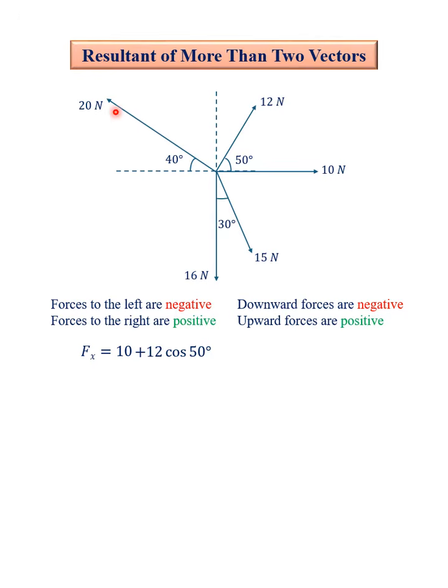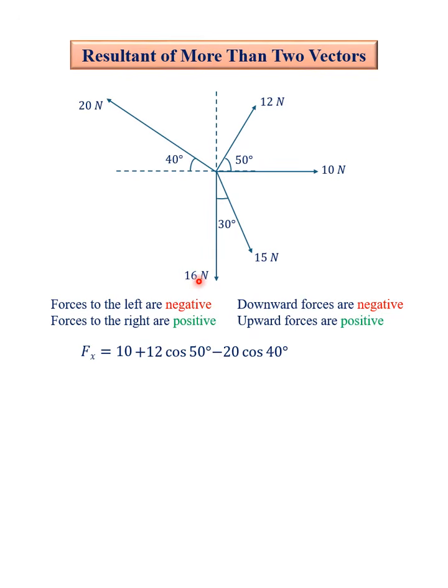The next force is 20 Newton. The 20 Newton force is acting in this direction, so its horizontal component is to the left, so it will be negative, and that is also adjacent over hypotenuse. So we have minus 20 cos 40 because the horizontal component is in the direction to the left.